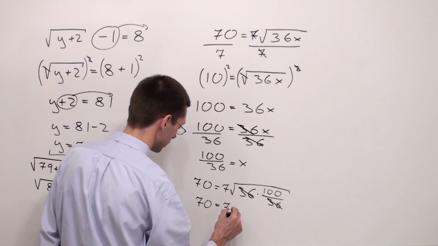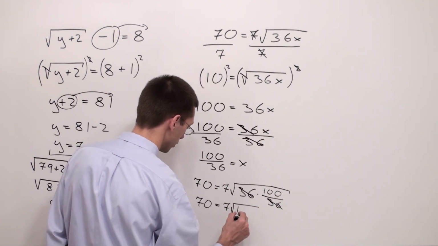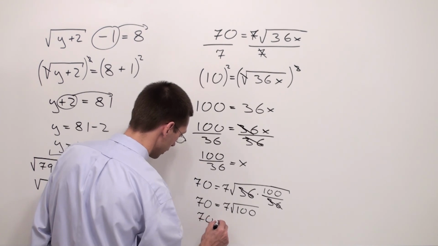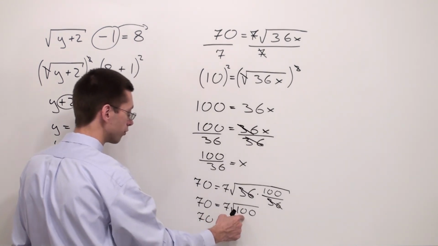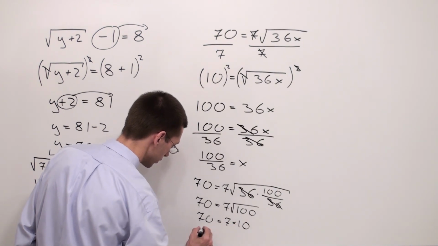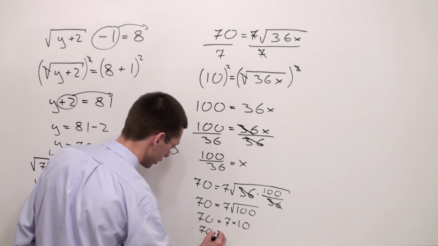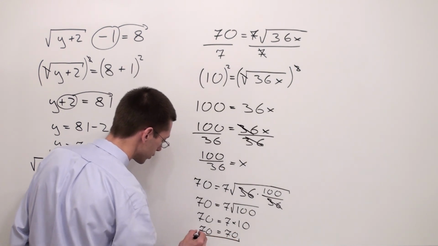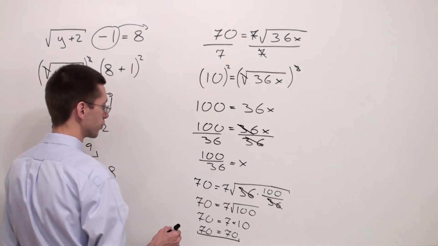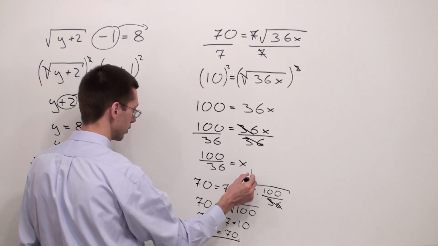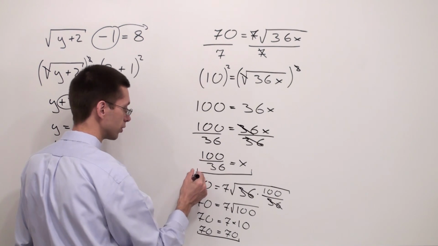7 times square root of 100, where 7 stays 7, and square root of 100 is equal to 10. So I have 70 equals 70. The left side is equal to the right side of the equation. That's why the solution to my problem is x equals 100 over 36.